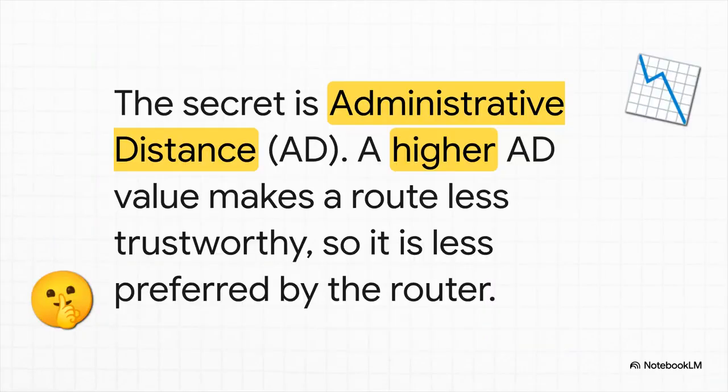The secret sauce is something called administrative distance, or AD for short. It's basically a trustworthiness score from 0 to 255. The lower the number, the more the router trusts that route. And here's the key part. A standard static route has a default AD of 1. That's super low, which means it's incredibly trustworthy, more so than most dynamic protocols, in fact.